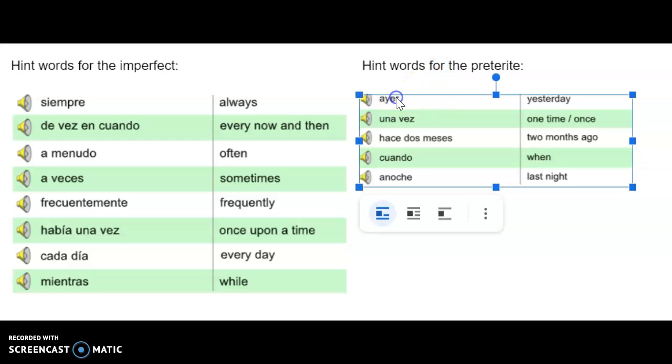Okay? So we talked about ayer, yesterday, una vez, once, one time. Hace 2 meses, and remember this hace we can use with any amount of time. So if we wanted to say 2 weeks ago, hace 2 semanas. If we wanted to say a year ago, hace un año, etc. Cuando, when, and anoche, last night. Those are some hint words for the preterite.